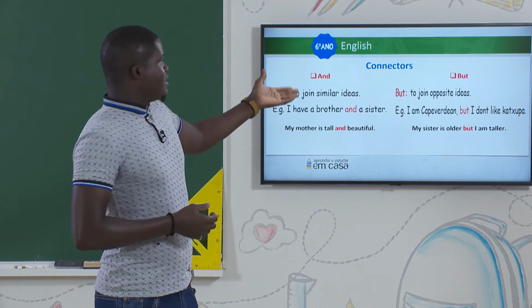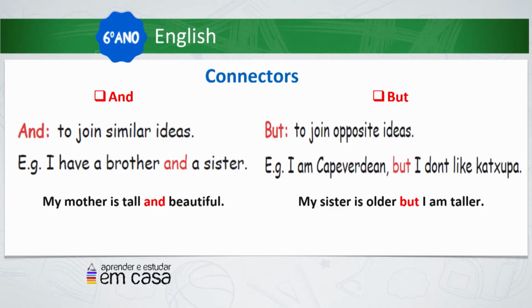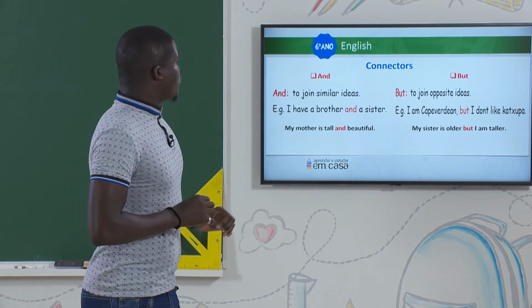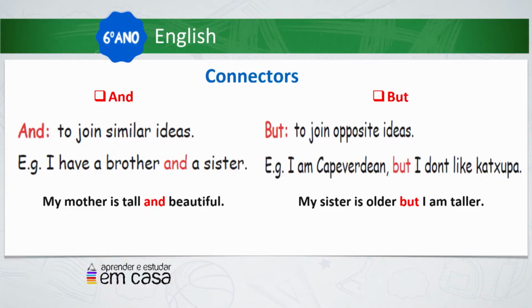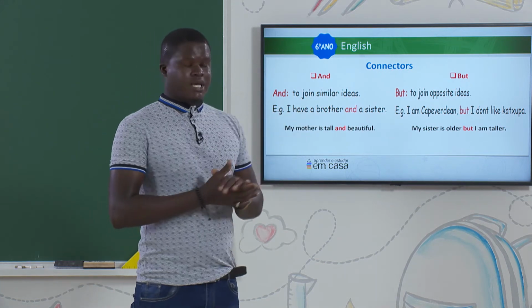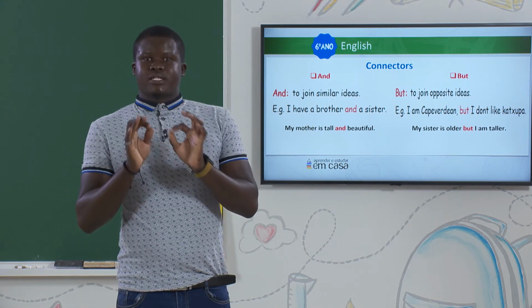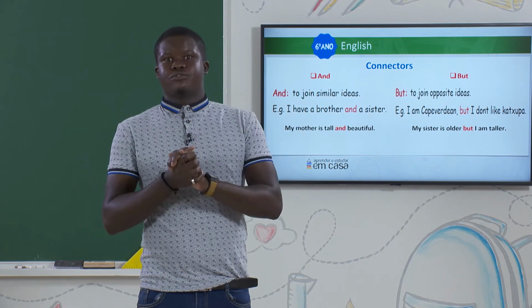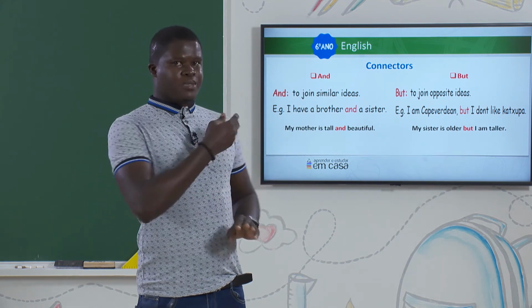So, in this case I would say, I am Cape Verdean, but I don't like cachupa, because they are two different ideas joined together with but. The next example is, my sister is older, but I am taller. Okay? These are also two different ideas, so we use but. Okay? Now let's do some practical exercise using and but to see if you understood the topic.